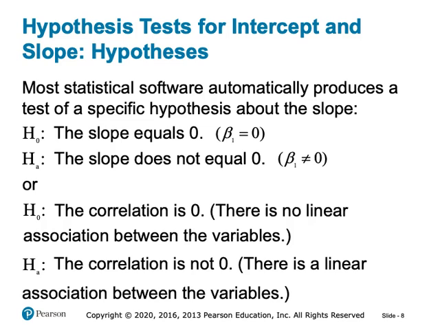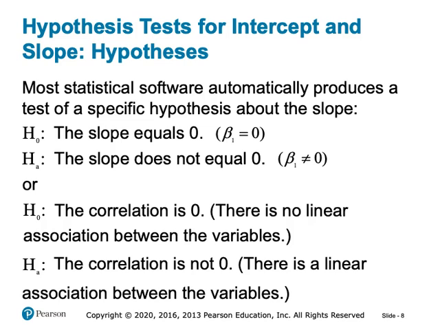HA*: the correlation is not 0. This hypothesis indicates that there is a linear association between the variables. These hypotheses are foundational to the process of testing whether the independent variable has a statistically significant effect on the dependent variable. If the data provides enough evidence to reject the null hypothesis, we conclude that the slope is significantly different from 0, indicating a linear relationship between the variables.